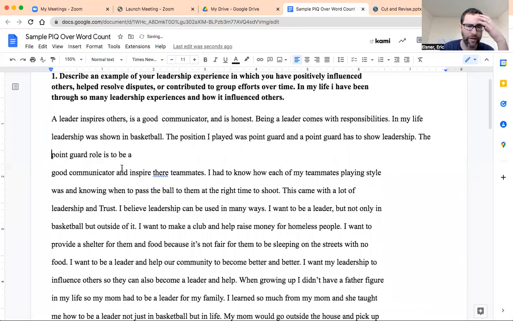That's kind of where we want to go with this. My apologies for the formatting here. In my life, leadership was shown in basketball. I'm still working through these few lines here. They could revise this. They have 1, 2, 3, 4, 5, 6, 7, 8. We know it's their life.